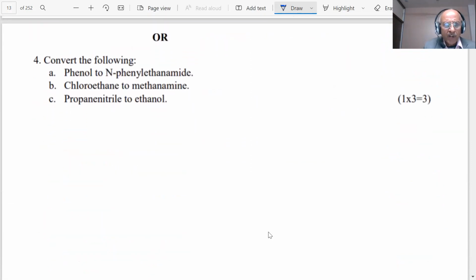There is a choice here, students. Convert phenol. What is the formula of phenol, students? Conversions. Now we are talking of conversions. You have to convert phenol into N-phenyl ethanamide. What is the formula of N-phenyl ethanamide?